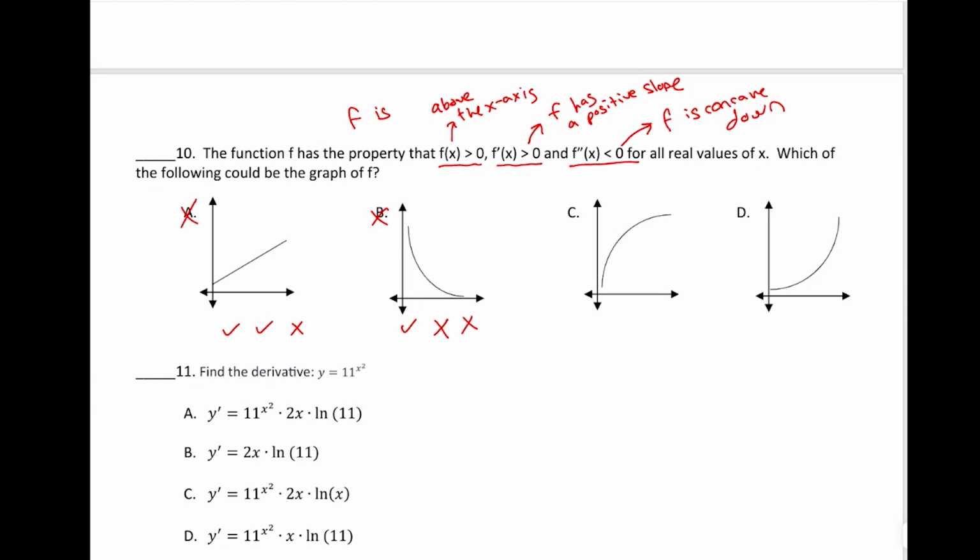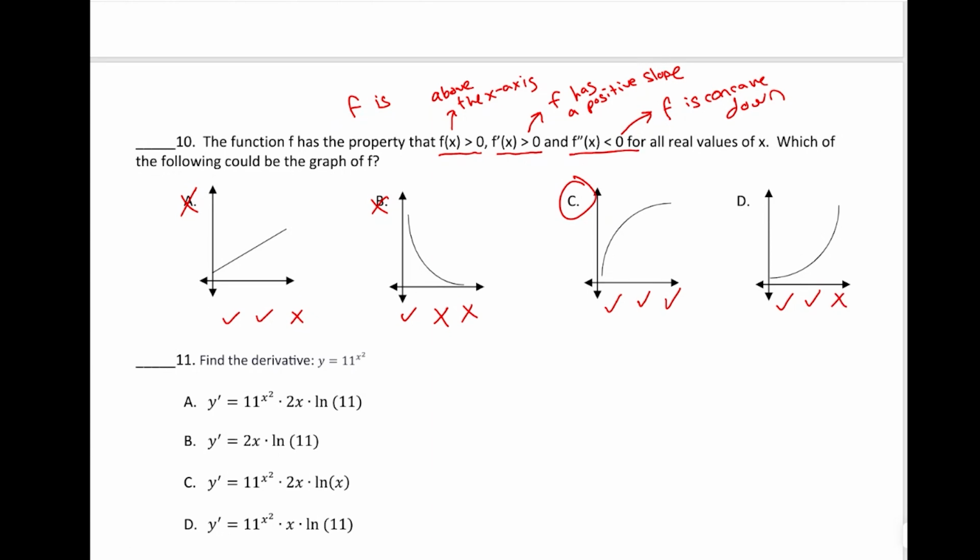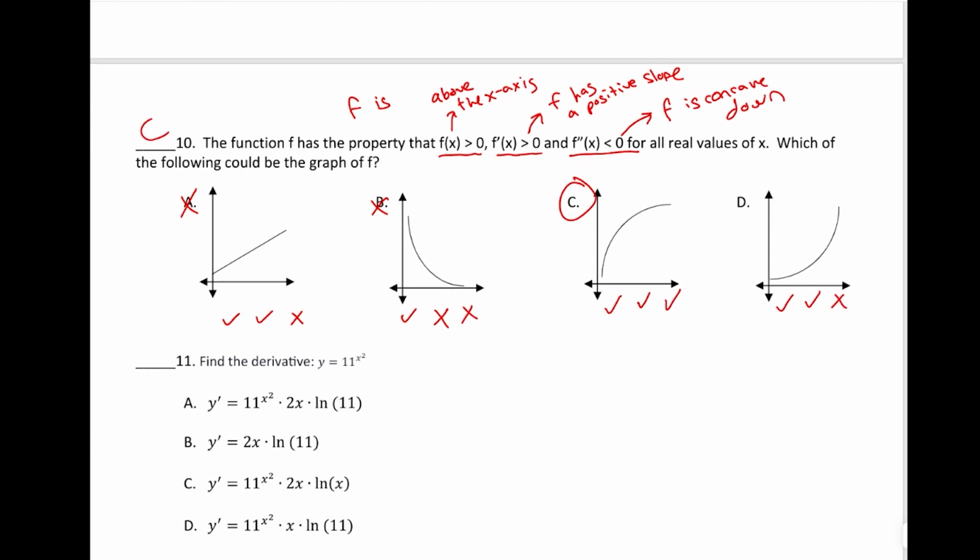For part C, it's above the x-axis. It does have a positive slope, and it is concave down. So it looks like C is going to be our answer, but let's just double check D. This one is above the x-axis. It has a positive slope, but this one's concave up, so it's not going to meet the concavity requirement. So our answer is C.